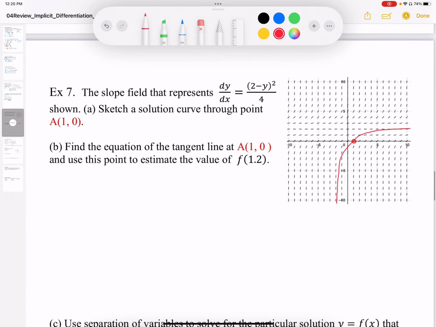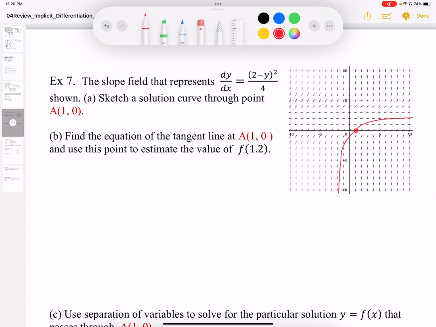Part B says find the equation of the tangent line at (1, 0). So again, to find the equation of a tangent line, we need slope. And to find slope, I use my dy/dx equation. So I'm going to use this equation here to calculate the slope. The coordinate given was (1, 0). So at (1, 0), plugging that in, I get (2 minus 0) squared all over 4. And that gives me a slope of 1.